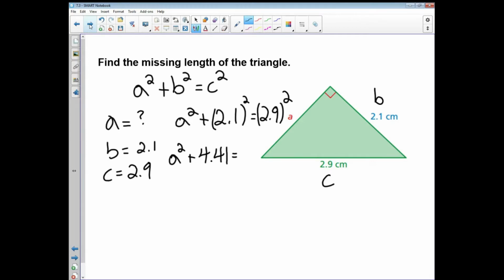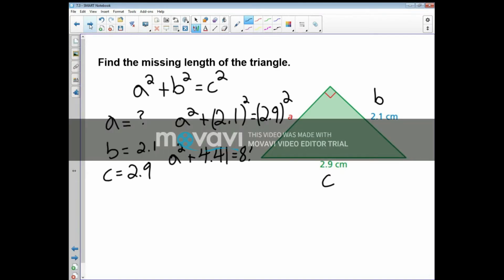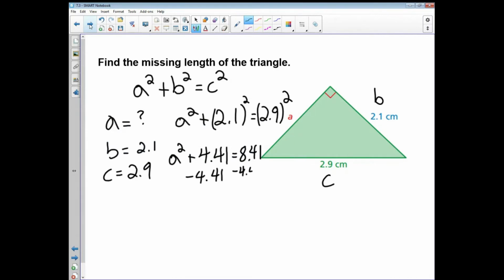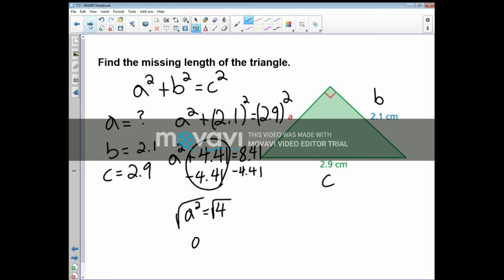And you should get 4.41 after you square 2.1. And then 2.9 squared is 8.41. Now, since we're trying to solve for a, we're going to undo the operation. So the opposite of adding 4.41 would be to subtract it. And as you can see, that makes a 0. So then we get a squared is equal to 4. And then we take the square root, just like we did before. Okay, so then we get a is equal to 2.